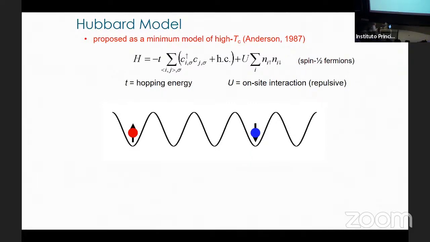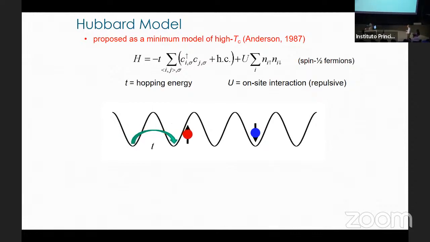So this is a Hubbard model. The Hubbard model has long been thought to be a minimal model describing high temperature superconductivity. But we don't know that for sure. But we do know how to write down the Hamiltonian of the Hubbard model. It's defined, has just two terms to it. It has an interaction term and a kinetic energy term.